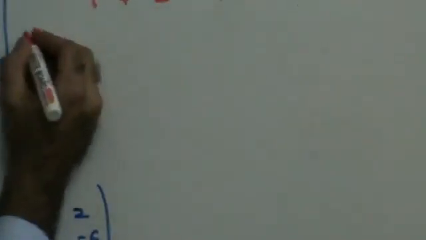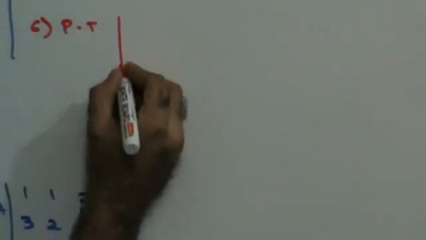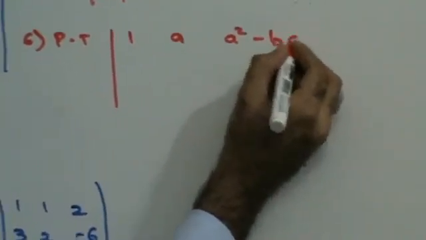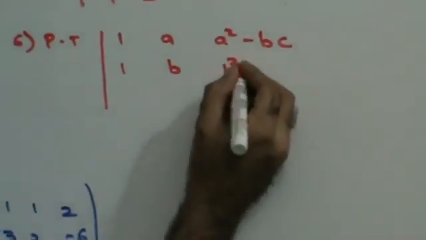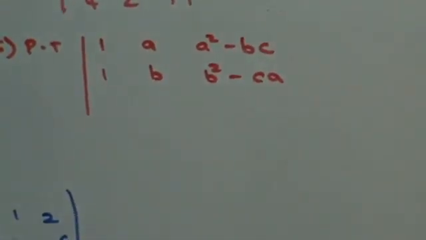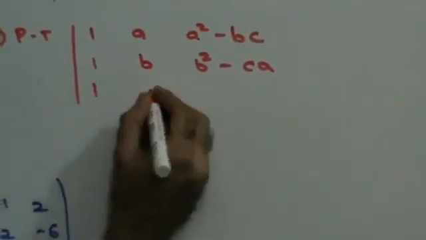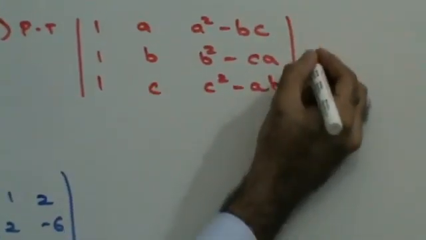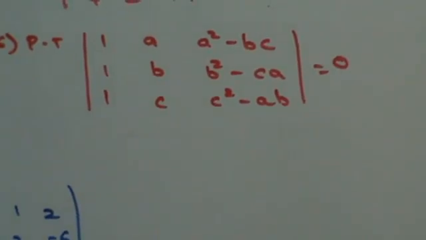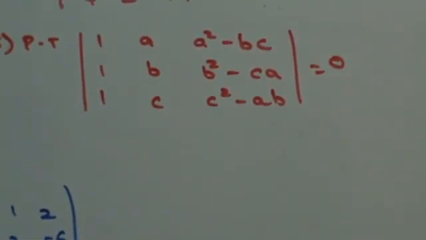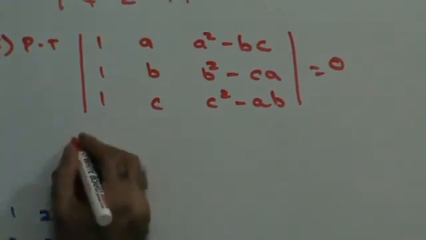Prove that the determinant with rows 1, a, a square minus bc; 1, b, b square minus ca; and 1, c, c square minus ab is 0. I have to prove that this number is 0. Let's see how do we solve this. Now, when you want to prove 0, try to get as many zeros as possible in the determinant. Right? So let's see the LHS.